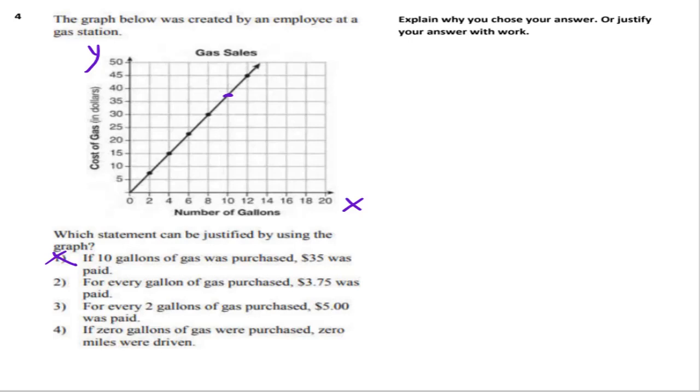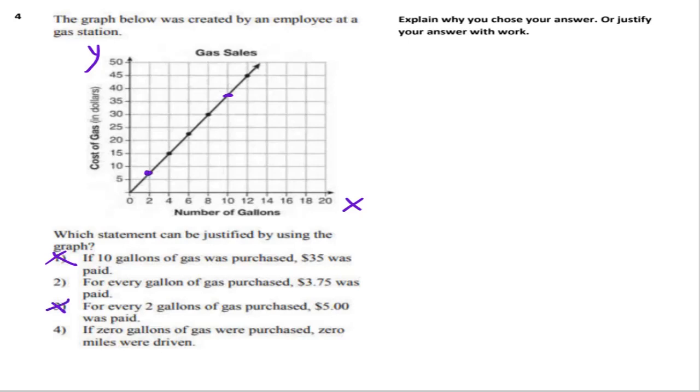Yeah, I don't know. Choice 3: for every 2 gallons of gas, $5 was paid. Alright, so 2 gallons I can look at. 2 gallons. No, not really $5. It's somewhere in between $5 and $10. So that's somewhere over here.